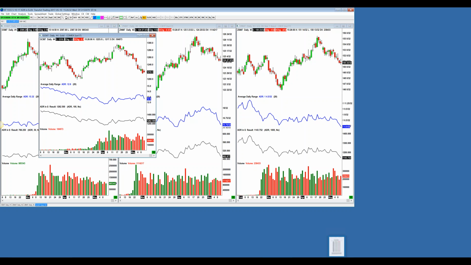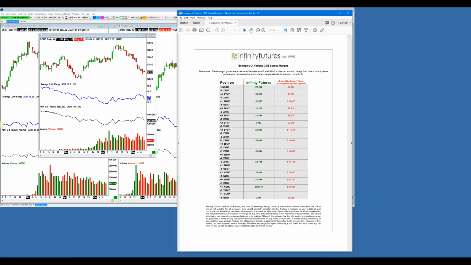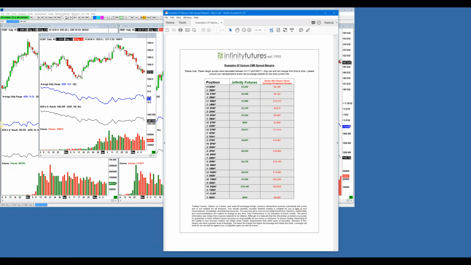I made this little document. I'll show this now. If somebody wants to see this as a reference later, not a problem. So over the last month or so, I've been calculating some spread margin quotes from our clearing firm, and you can see that I put those here on the left, and then I put the outright margins if you weren't treating it as a spread here on the right. So as an example, let's look at this one here.